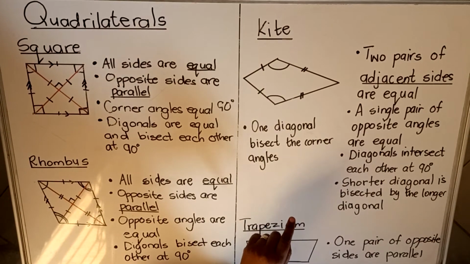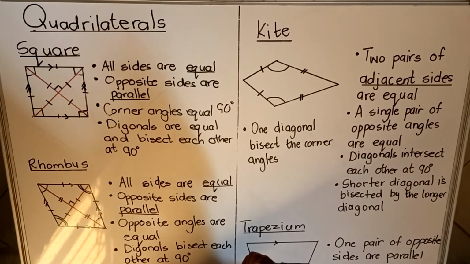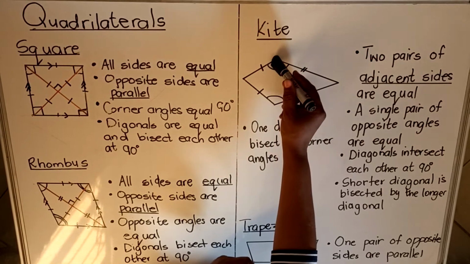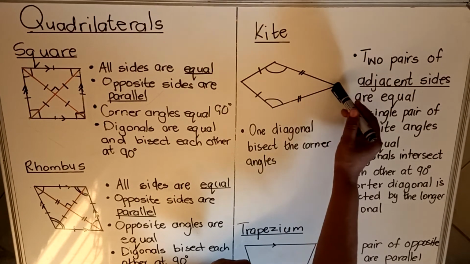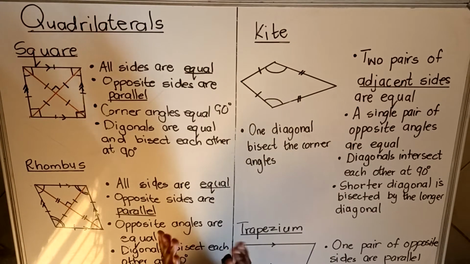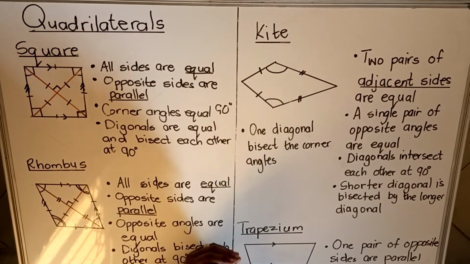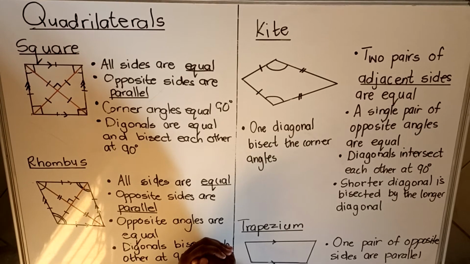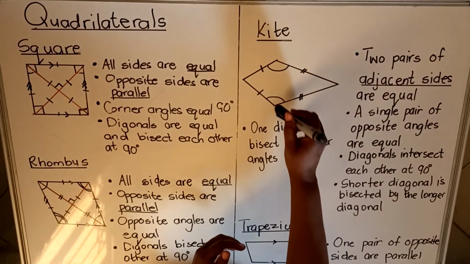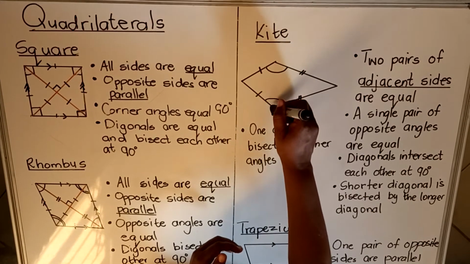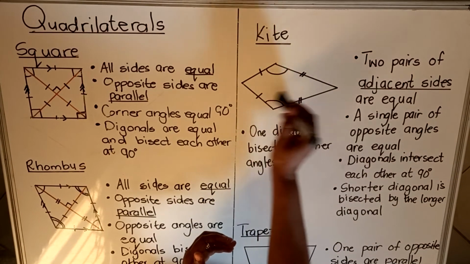Two pairs of adjacent sides are equal. Adjacent means next to each other. So that line is equal to that one that is next to it, and this one is equal to that one. It has a special property that the other shapes didn't have. And then a single pair of opposite angles are equal. Only these two are equal, the opposite angles. These ones are not equal.